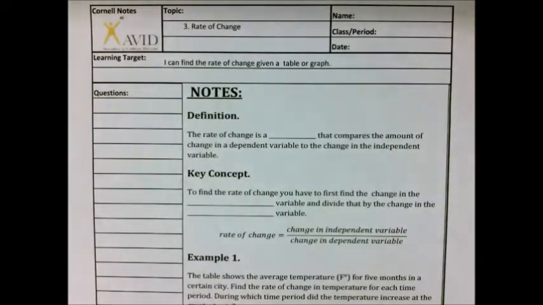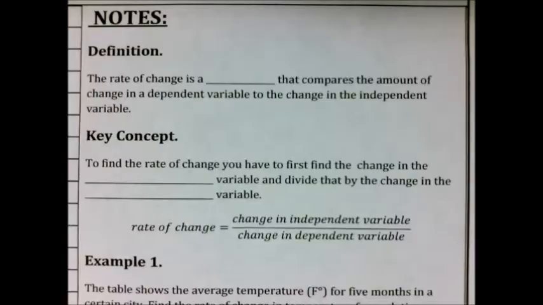Alright, so in this third video we're going to talk about rate of change, and your learning target is: I can find the rate of change given a table or a graph. First we're going to define what a rate of change is. The rate of change is actually a ratio. It's a ratio that compares the amount of change in a dependent variable to the change in the independent variable.